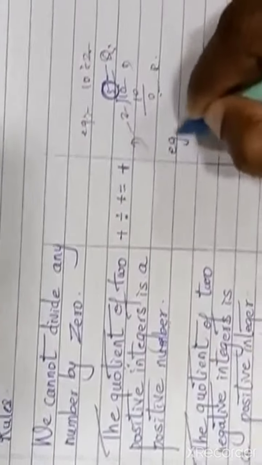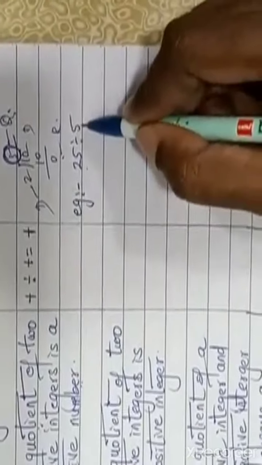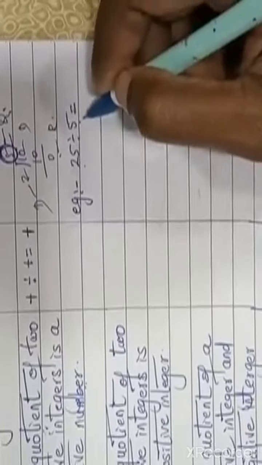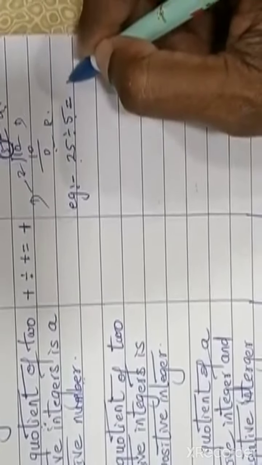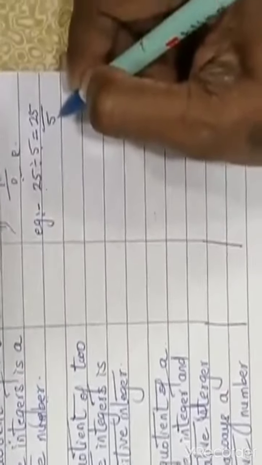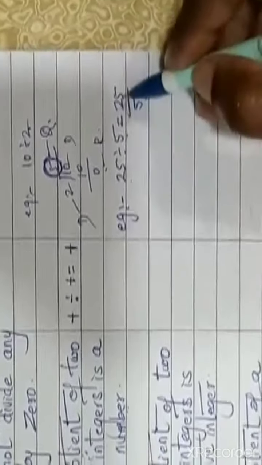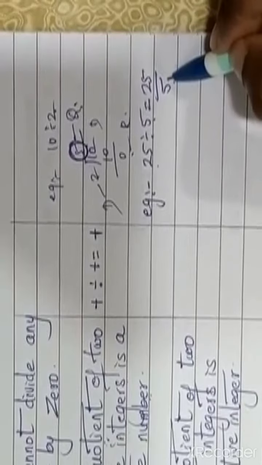This we learn through an example. See here. 25 divided by 5. Now 25 is positive and 5 is also a positive number. When we are dividing integers, you have to arrange in fraction form, that is in numerator and denominator form. Upon means division. And then you have to divide. This is clear, I think. Why do you have to arrange in fraction form? So that our division becomes easy.